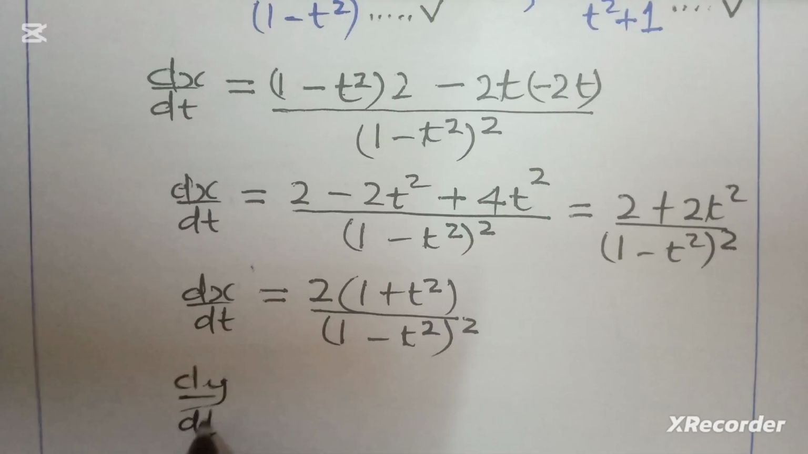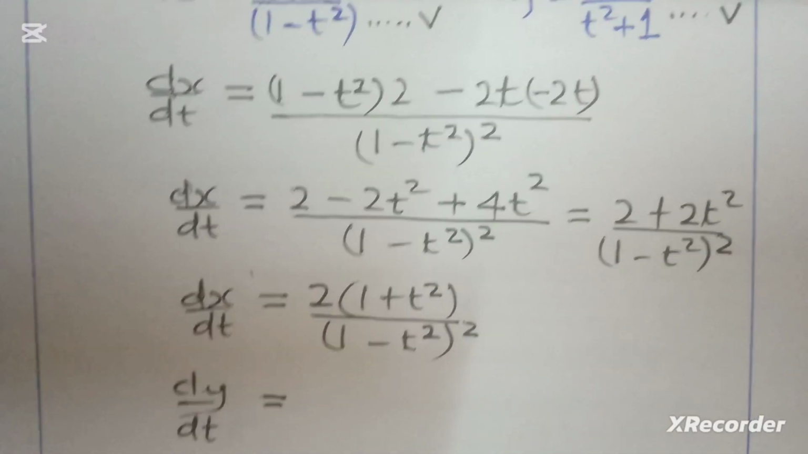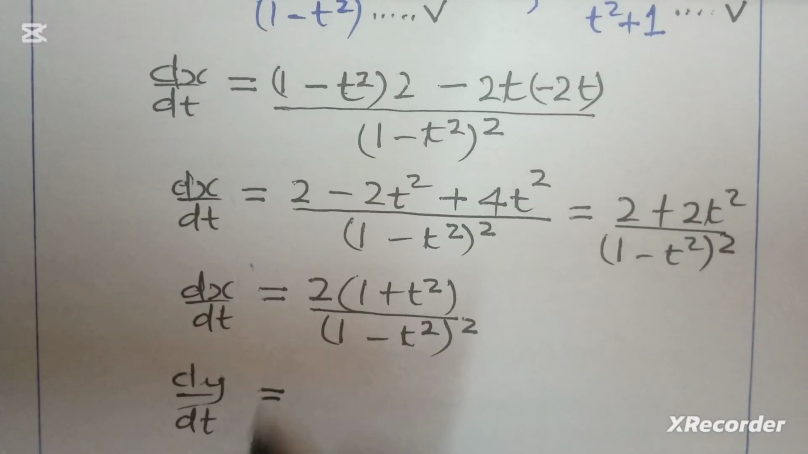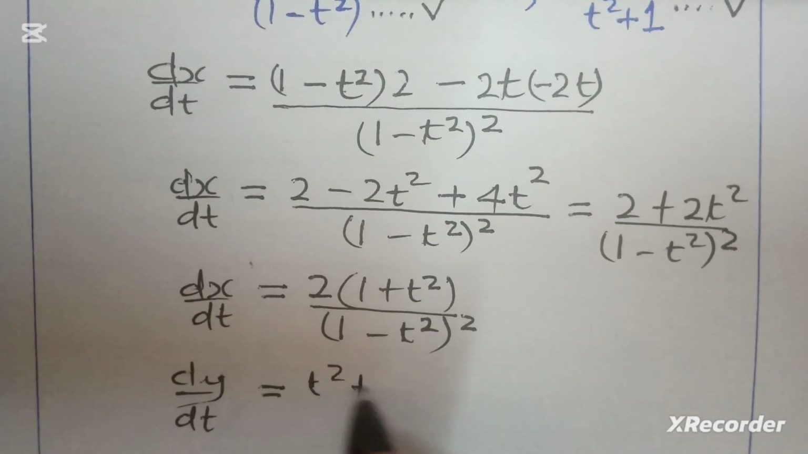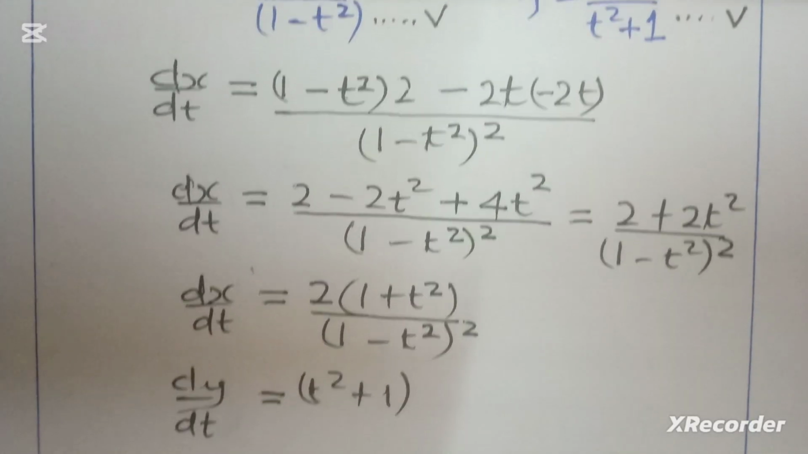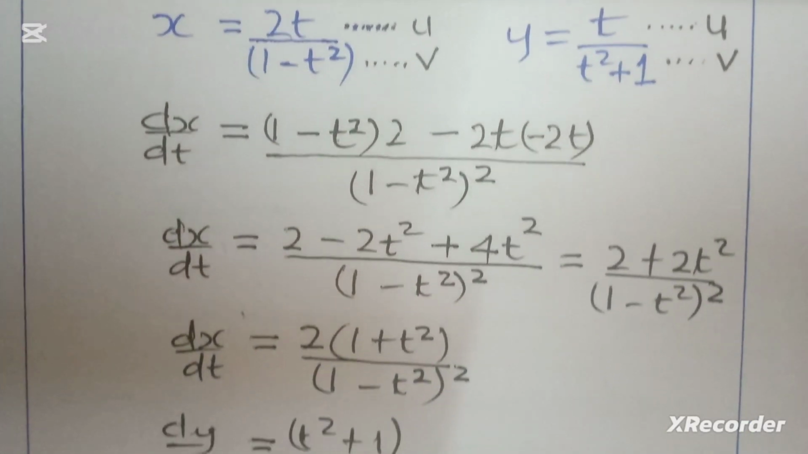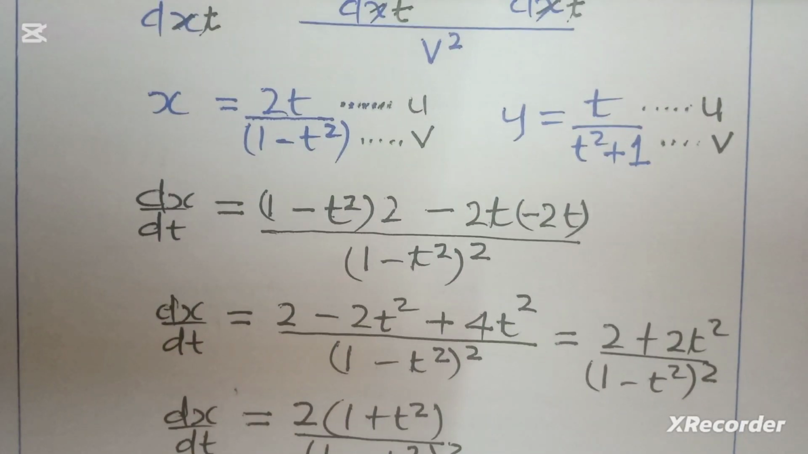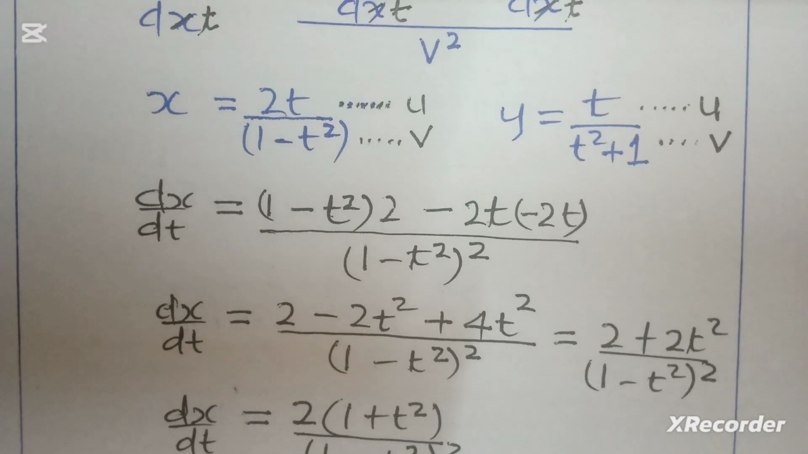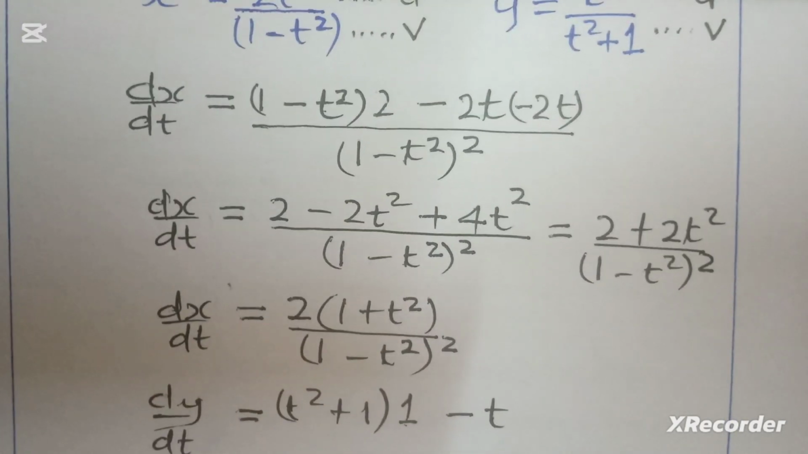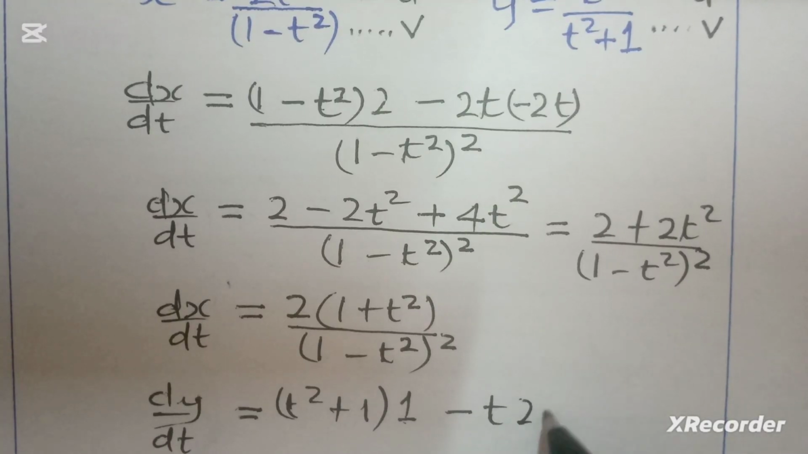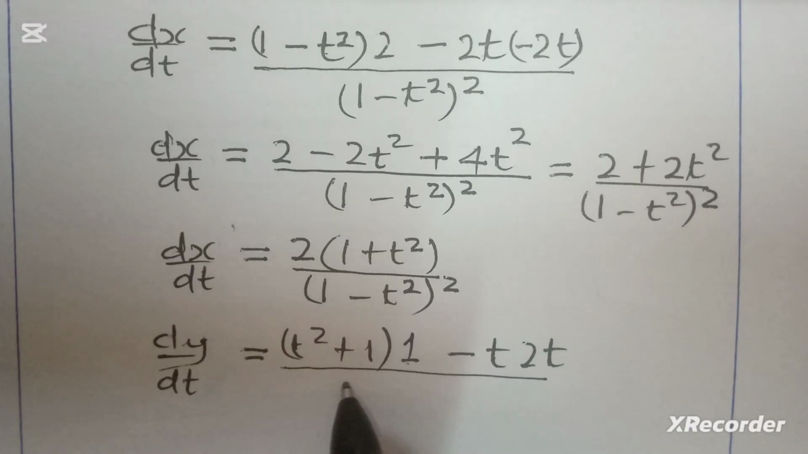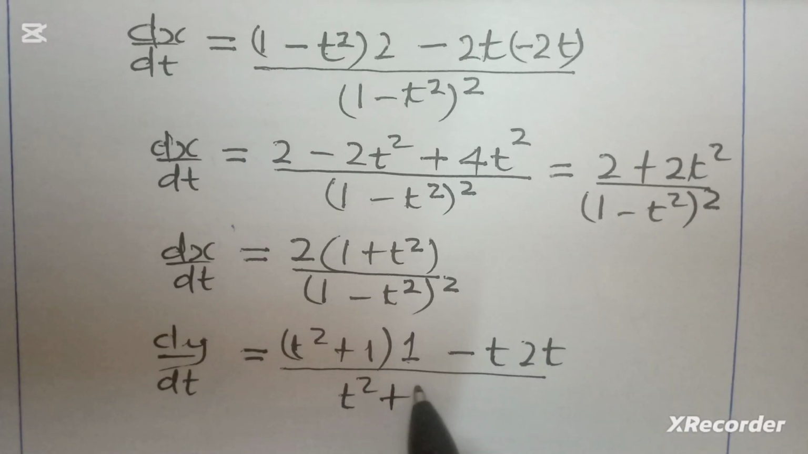This gives us, for dy dt, we have this. So we start with the v. V is t squared plus 1. Then we go to du. For the du, we'll have 1. U is 1 minus, now we have u, which is t, and the dv of that is 2t. Now divided by v squared. V squared is t squared plus 1.